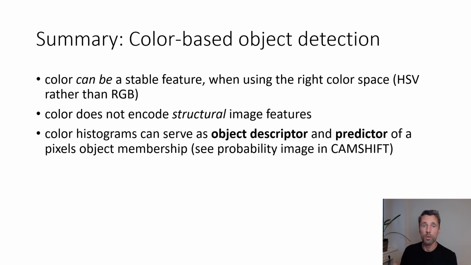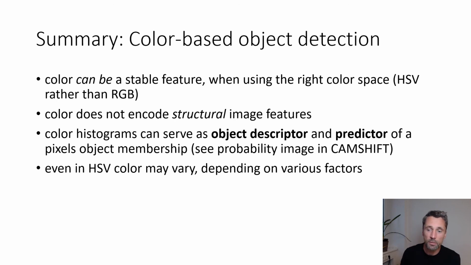Now, today we saw how color histograms can actually serve to describe an object, and how we can then use this description, this histogram, to produce a probability distribution that describes, for each pixel, the probability to belong to the described object. And then as this distribution can then be post-processed, look at mean shift and the way we compute the scale and the orientation of the probability distribution, we can then use this to track an object. But even in HSV, it is not perfect, right? Color may still vary depending on a variety of factors. So be aware of the limitations of color-based object detection.